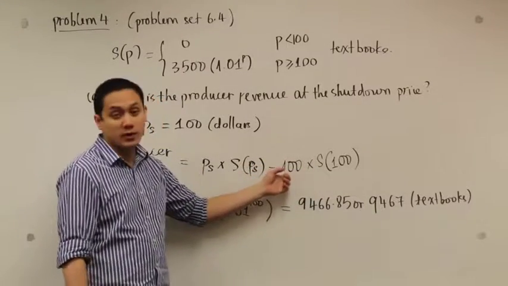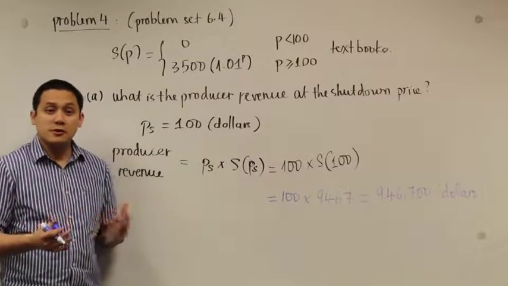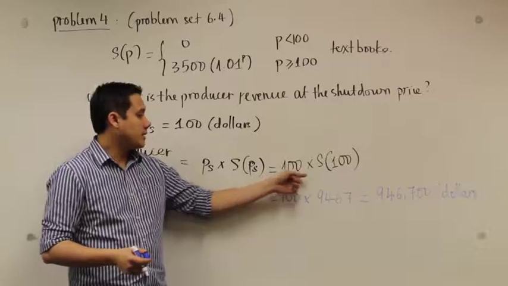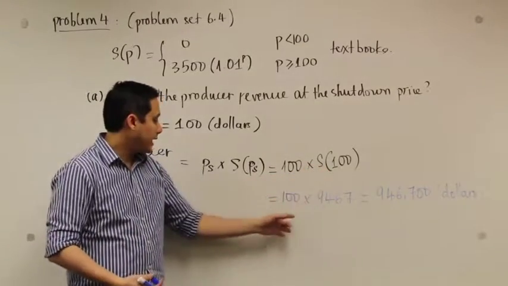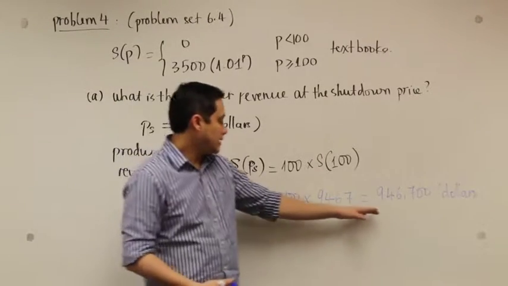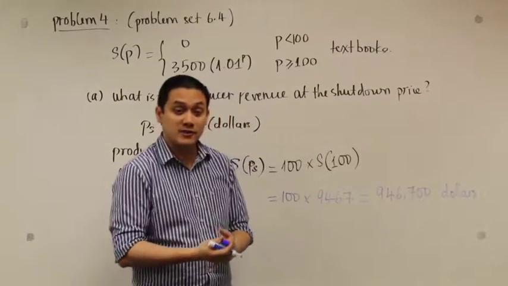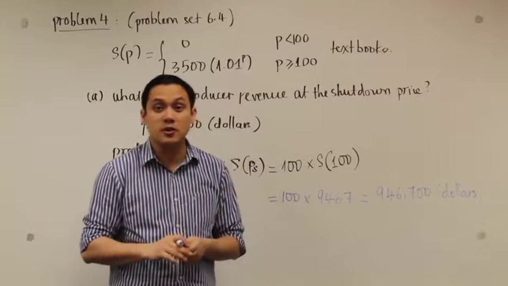You have the value of the quantity supplied at the price of $100. You multiply with the 100, you will get the producer revenue. The producer revenue is equal to 100 times the quantity supplied at the price of $100. We get 100 times 9467, and it is equal to $946,800. And that is part A. Now let's move on to part B.